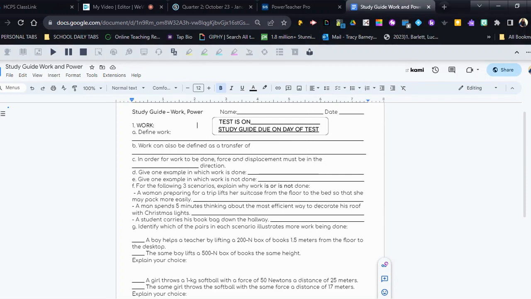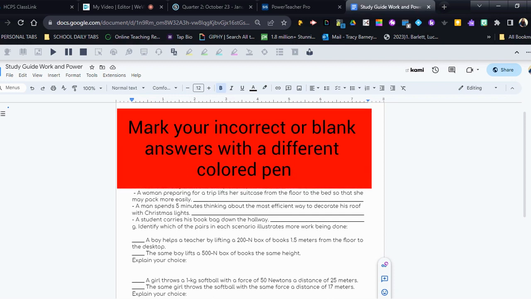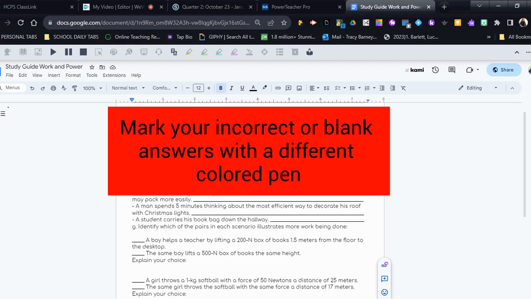Hi students, we're going to go over your study guide on work and power. You will be turning this in on the day of your test. Whichever ones you get wrong, please mark with a different colored pen or pencil and correct it, or fill it in if you left it blank.